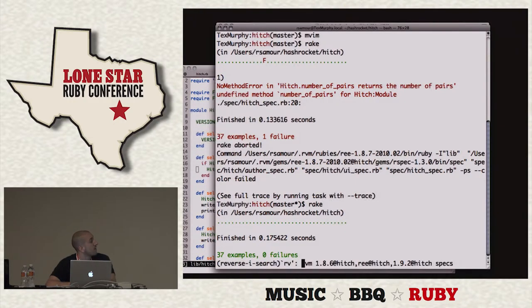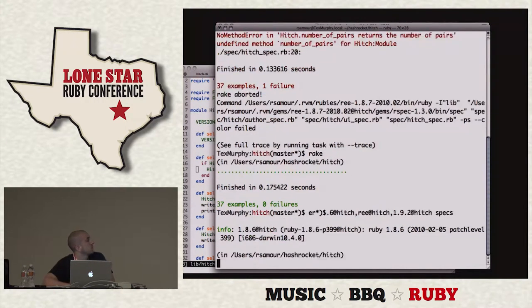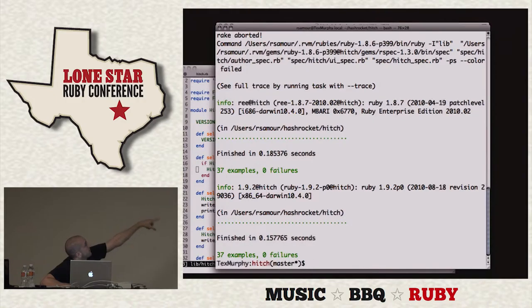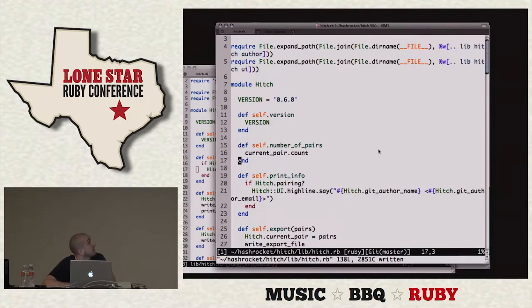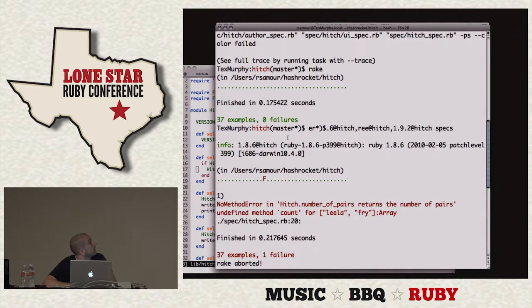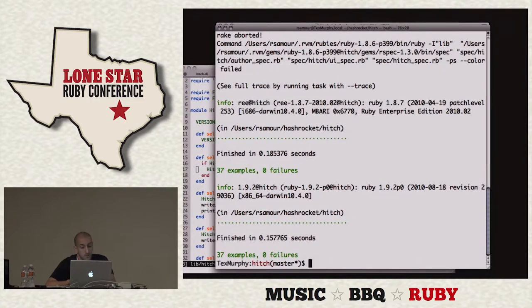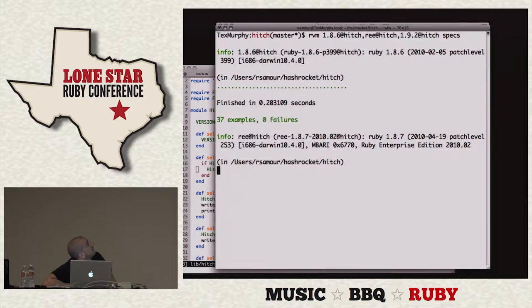So now I'm going to say, wow, man, I want to make sure that this works on 1.9.2 and 1.8.6. And of course, it should. There's no reason why it shouldn't. So you run it. Oh, crap. It didn't work for 1.8.6. It worked for REE, and it worked for 1.9.2. And the reason why it didn't work for 1.8.6 is a simple reason. That's because Array didn't have count in 1.8.6. It only had size. Of course, to make my code work for every version going back to 1.8.6, I simply change that to size, come back here, and run my stuff, and everything passes.